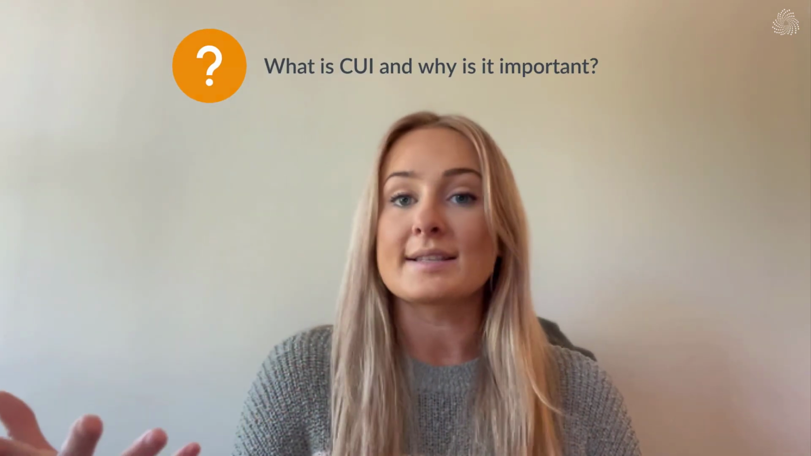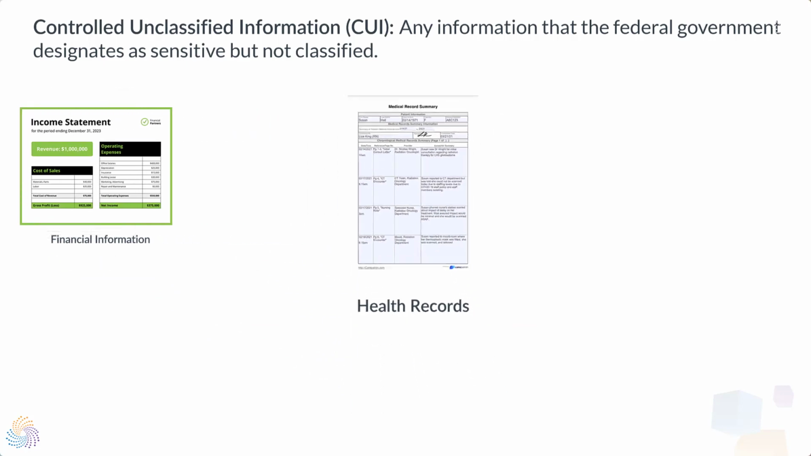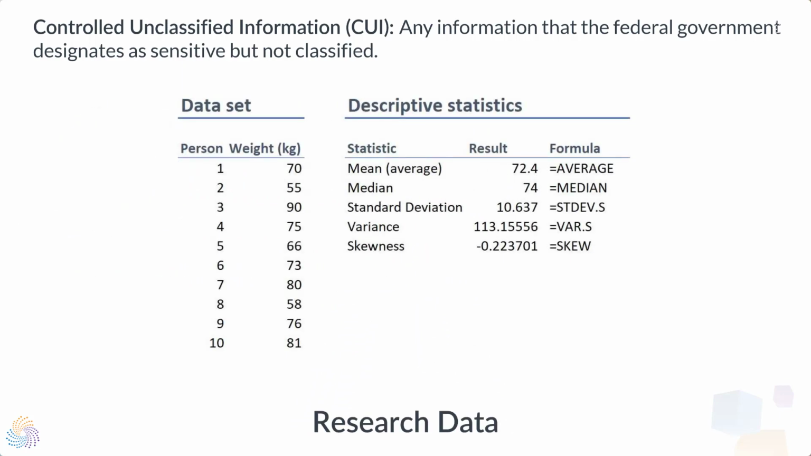What is CUI and why is it important? CUI is any information that the federal government designates as sensitive but not classified. So examples of CUI include personal data, financial information, health records, intellectual property, and research data. CUI can be shared by the federal government with non-federal entities such as contractors, subcontractors, state and local governments, universities, and research institutions. However, CUI must be protected from unauthorized access, disclosure, or misuse that could harm the national security, privacy, or public safety of the United States or its citizens. So now that we know what CUI is and why it's important, let's move on to the second question.